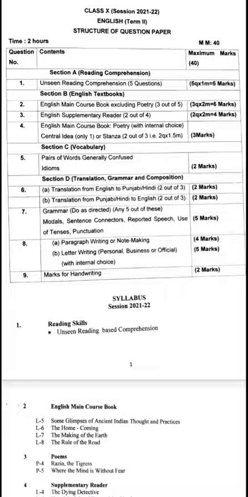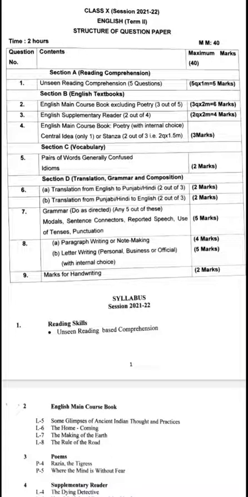Then section B is from the textbook part. First, the English main course book, excluding poetry. Only chapters, excluding the poems. 3 questions out of 5. Total 5 questions will be given and you have to attempt any 3 out of those 5. Each question will be of 2 marks. Total 6 marks. Then there is the supplementary reader, 2 out of 4. There will be 4 questions and you have to give the answers of any 2. Each question will be of 2 marks.